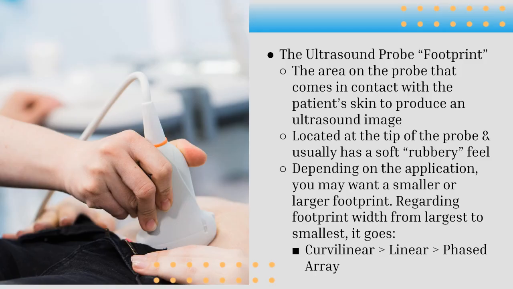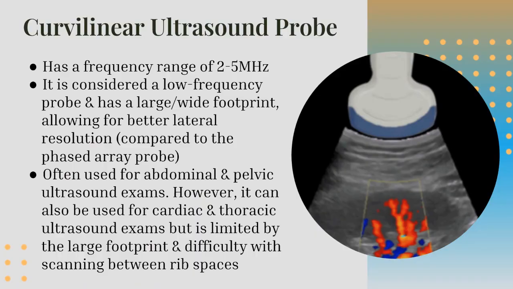Regarding footprint width from largest to smallest, it goes from curvilinear to phased array. Those are different types of transducers. The curvilinear ultrasound probe has a frequency range of 2 to 5 megahertz. It is considered a low-frequency probe and has a large or wide footprint, allowing for better lateral resolution compared to the phased array probe. It's often used for abdominal and pelvic ultrasound exams. However, it can also be used for cardiac and thoracic ultrasound exams, but is limited by the large footprint and difficulty with scanning between rib spaces.